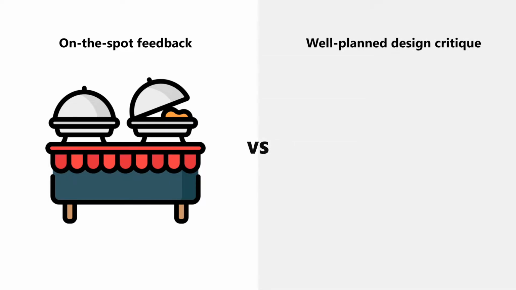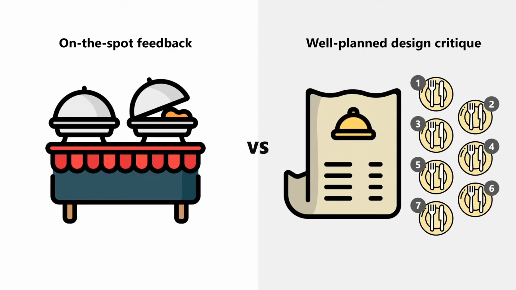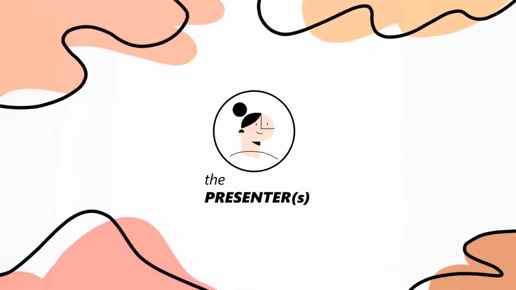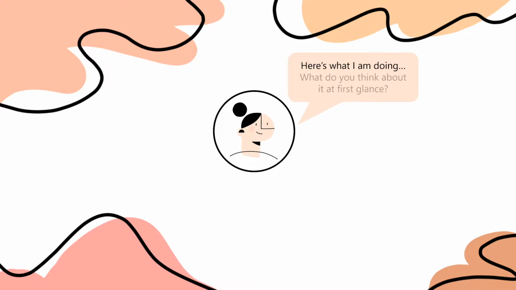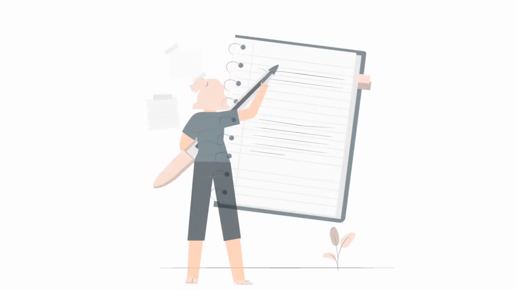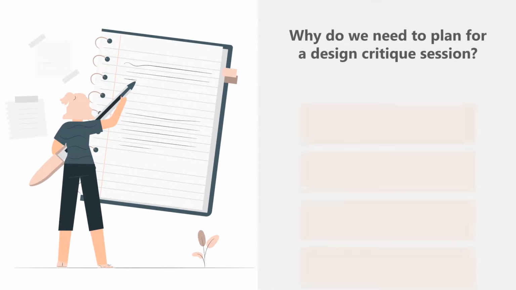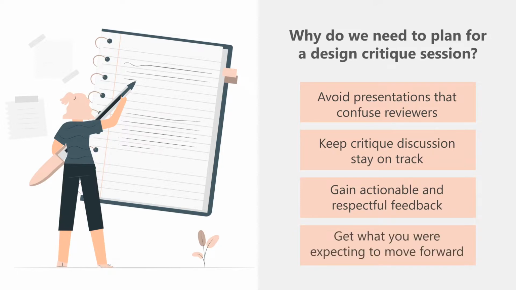A well-planned design critique session is like a 7-course formal meal. If you want to collect any feedback or comments, you, as the presenter, need to specifically point out and ask about it. Here is what I'm doing. What do you think about it at first glance? What am I missing? Or how can I move forward? Without adequate planning, the presentation may confuse participants, or the critique discussion wanders off topic, leaving you frustrated that you are not getting the actionable feedback you were expecting to move the design process forward.